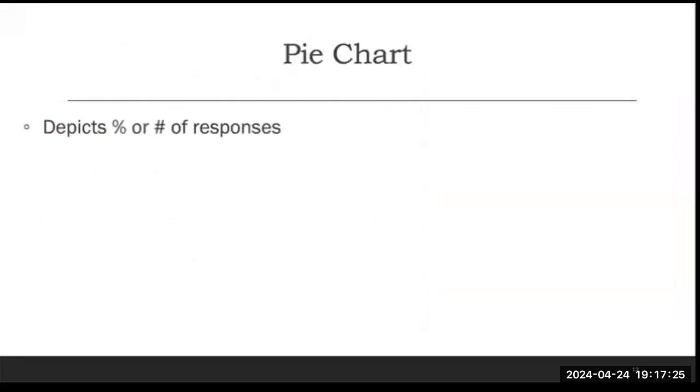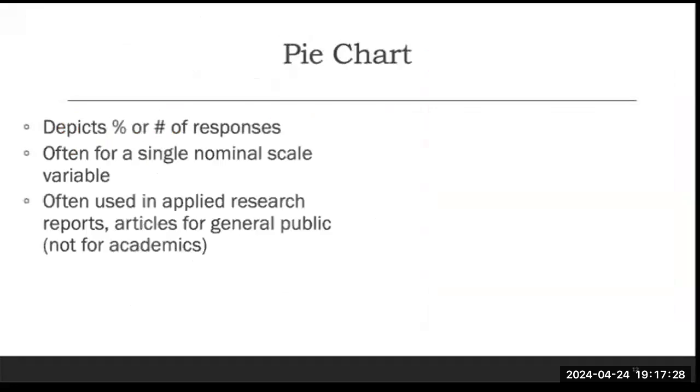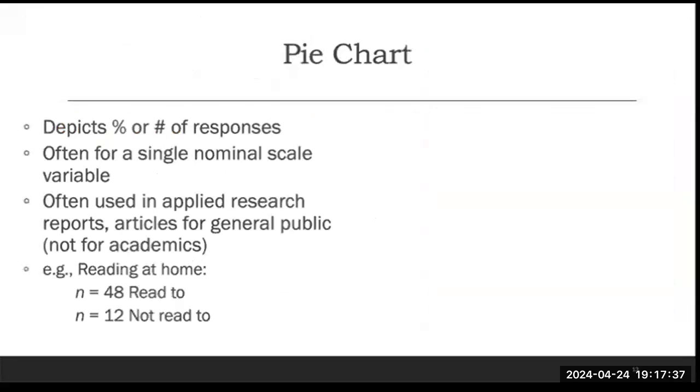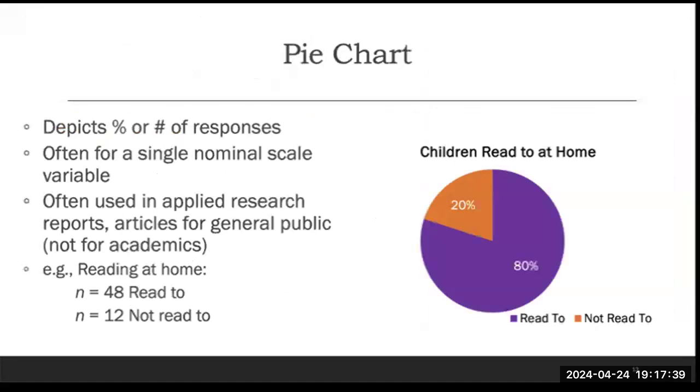Another way we might display data is through a pie chart. We often use pie charts for nominal scale variables. It's an easy way to show frequency, and you can either do it as the raw number or as a percentage. For example, in a study that examined how often children were read to at home, the raw data is 48 kids were read to and 12 were not read to. So one way we can represent this is in a pie chart that shows 80% of students had parents who read to them, and 20% did not.